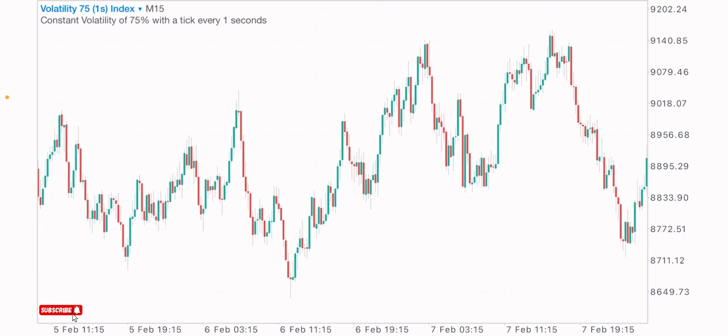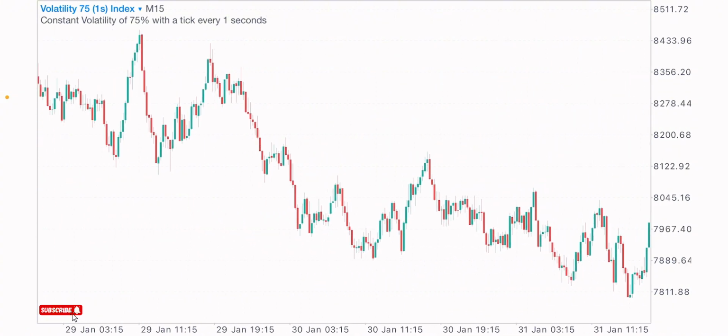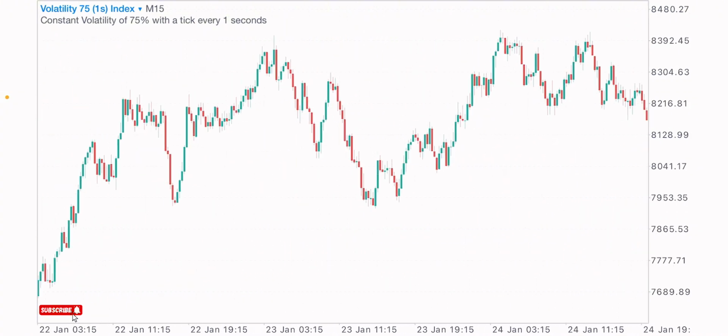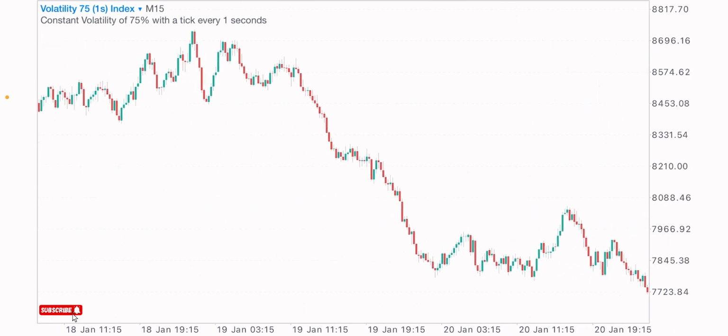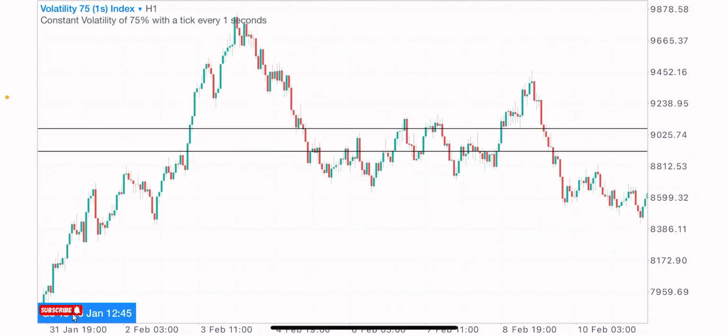Let's check if we got any accurate trending markets, any nice trending markets, an uptrend market, I would say. Let's check. Okay, let's check a higher time frame, like the 1 hour time frame.